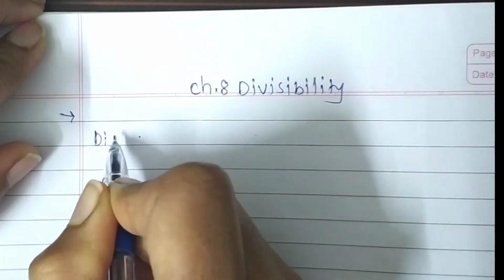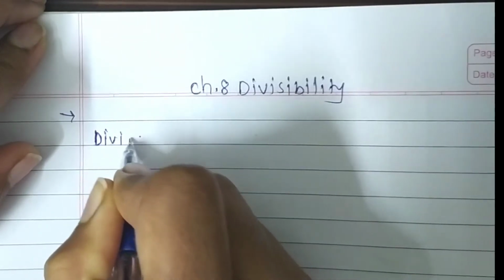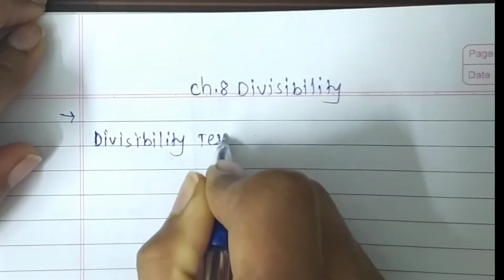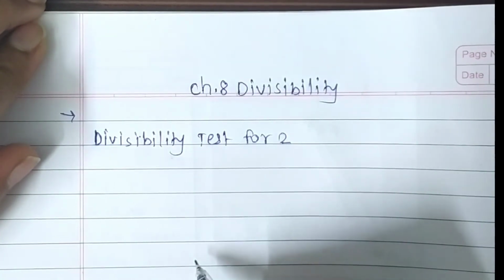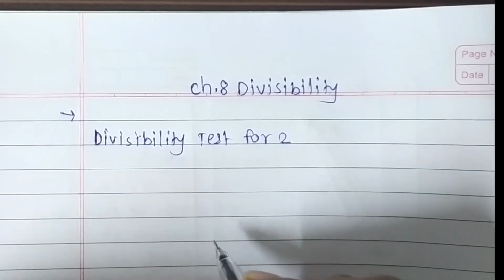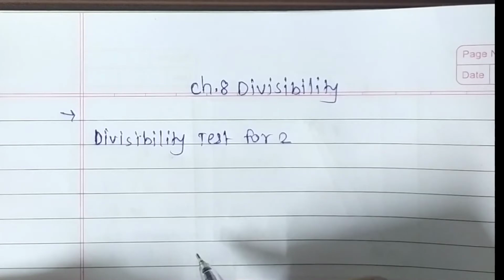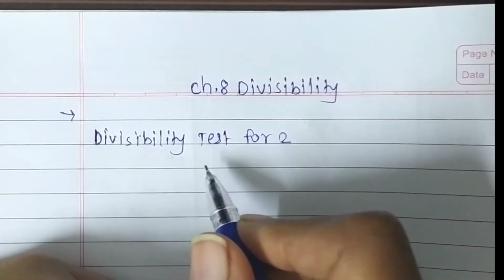Divisibility test for 2. In 2's divisibility test, if there is 0, 2, 4, 6 or 8 in the unit place of the given number, then the number is a multiple of 2 or it is exactly divisible by 2. Just write this test, it's your answer.